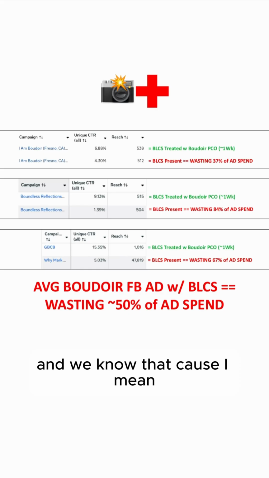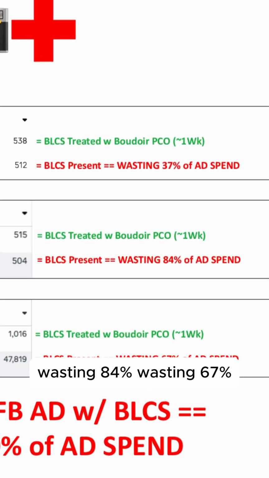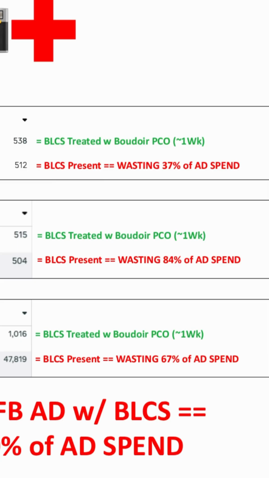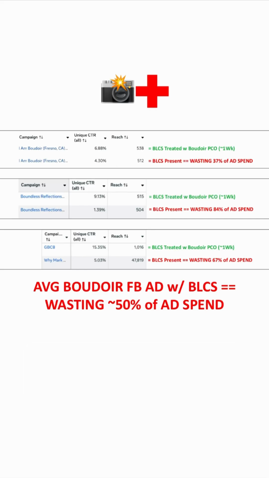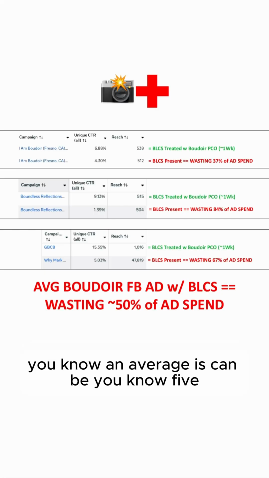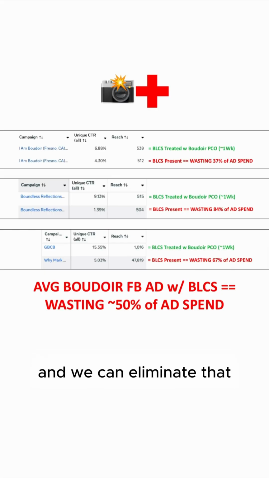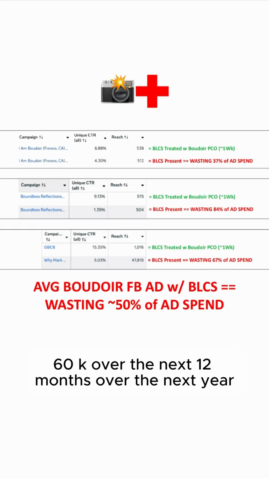And we know that because, dude, just look at these numbers here. Wasting 37%, wasting 84%, wasting 67%. Average these numbers out, the average is probably somewhere between 50 to 60%. So if they're spending 10 grand a month on Boudoir Facebook ads, on average, this can be five out of 10 Ks being wasted every single month, and we can eliminate that, put that back in y'all's pocket, approximately 60K over the next 12 months, over the next year.